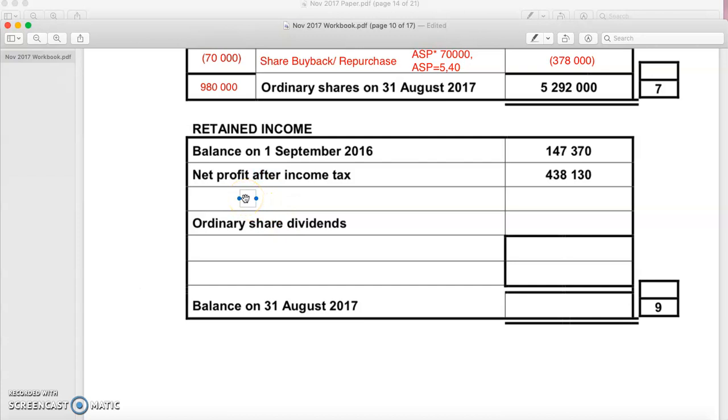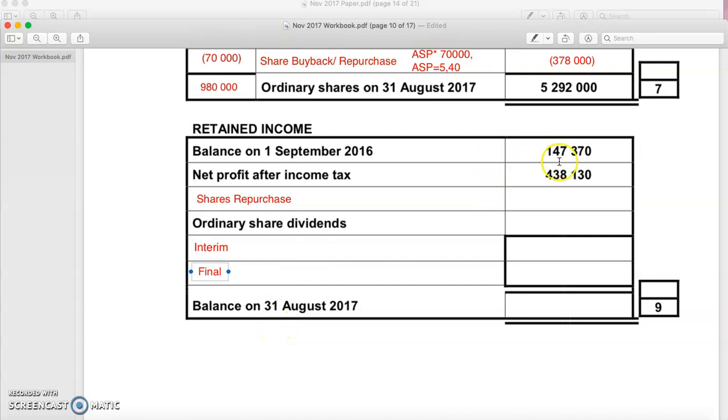Straight after that, don't forget we need to include share repurchased. We don't always have this in questions, but we do here, and we need to make sure we include it in the note, the share repurchase. And then lastly, we will have ordinary share dividends. And don't forget that ordinary share dividends is composed of interim and final. So both of these need to be added together to give us the final amount. Okay, so let's get working.